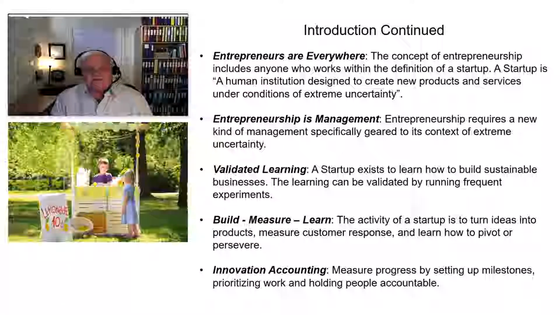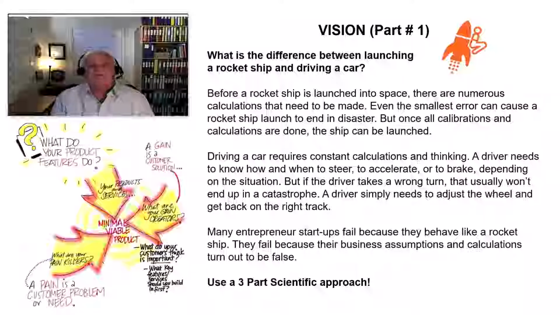And then innovation accounting, as we talked about before, measures the progress by setting up milestones and by prioritizing work and holding people accountable. Those three things are things that many management styles do not stress enough. And he thinks that from an innovation perspective, innovation accounting encompasses that. So the first area we're going to go into is vision. So this is vision. Remember, there were three of them we were going to talk about.